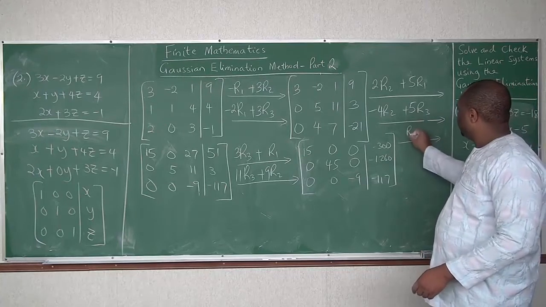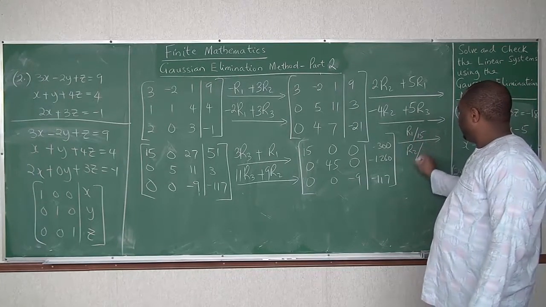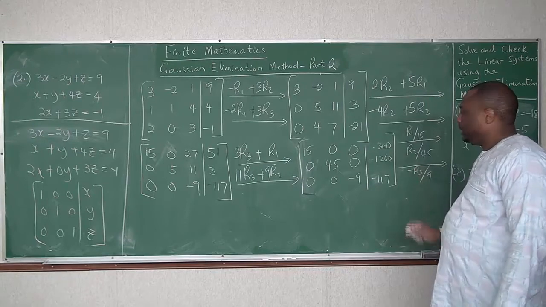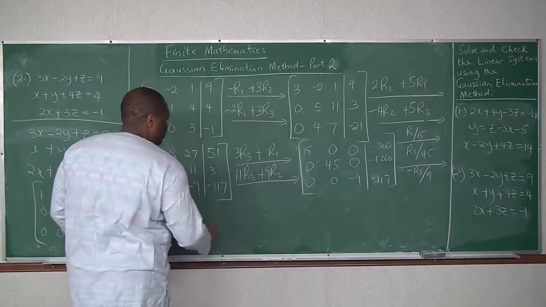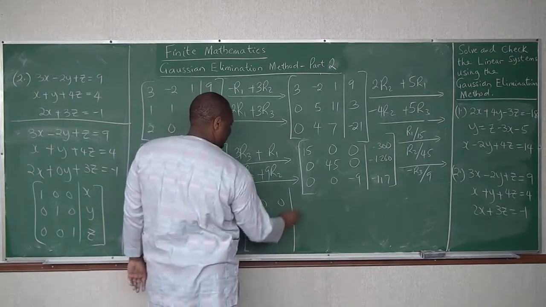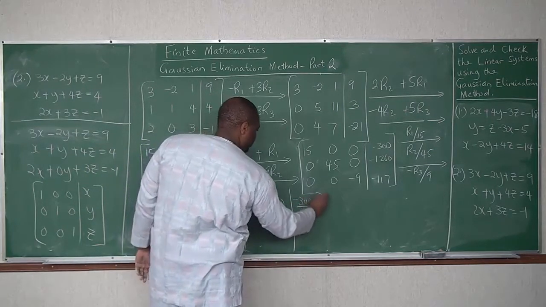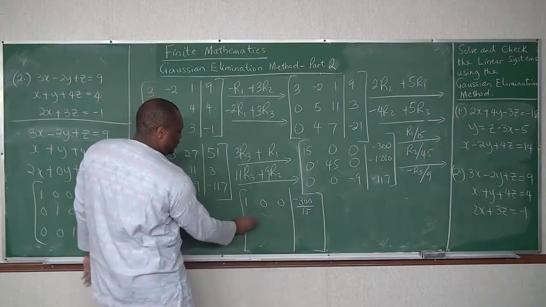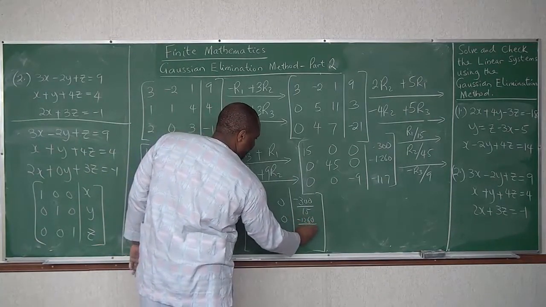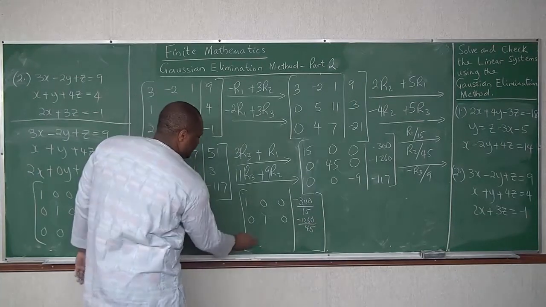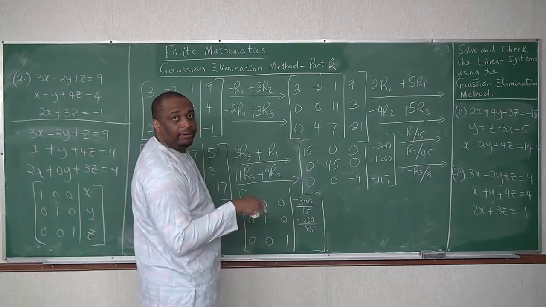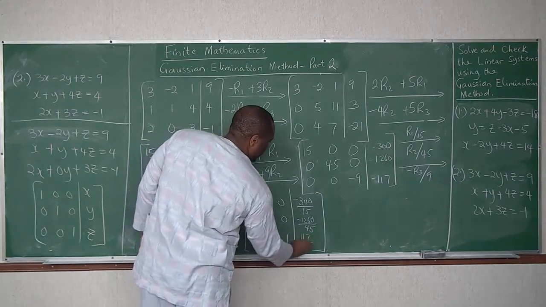This will be arrow 1 over 15, arrow 2 over 45, and then negative arrow 3 over 9. So what we got now, what do we have? We have 1, 0, 0, this is negative 300 over 15. We shall still find it out. Then 0, 1, 0, negative 1260 over 45. Then 0, 0, 1. Now this is negative, negative 117 over 9. Negative, negative is positive.